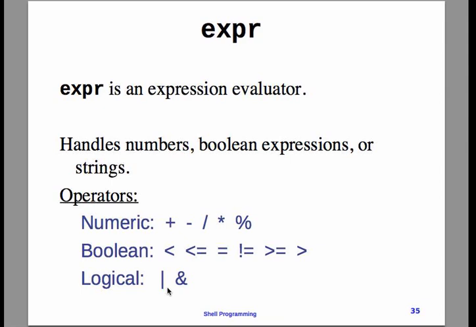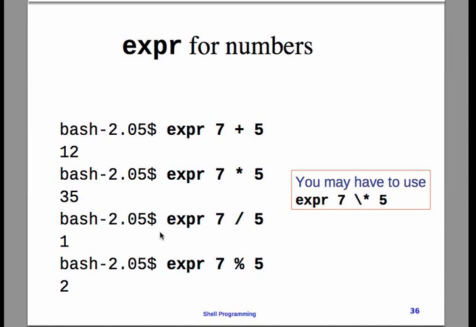So to sum up, expr is an expression evaluator, and it handles numbers, Boolean expressions, or strings. So it handles strings too. We've been looking so far mainly at numeric, that is numbers, but it'll also handle strings. Let's take a look at a few basic numeric examples.